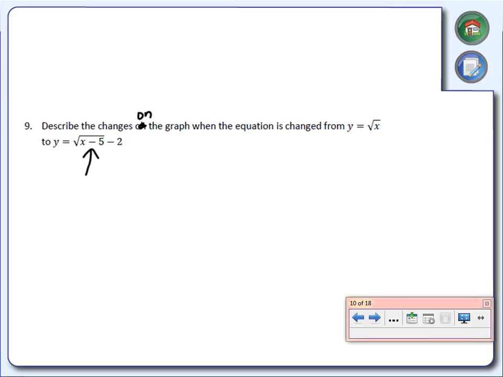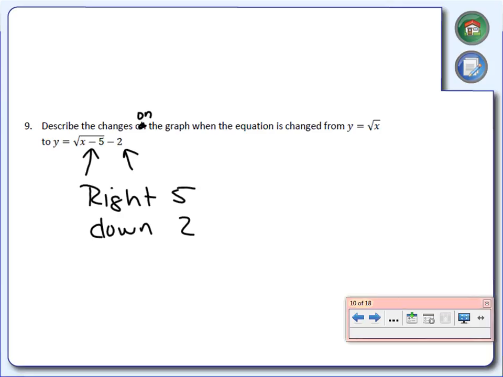Let's start with the minus 5. What is the minus 5 doing to our parent function? Moves it to the right. Now be more specific. Move it to the right how many? 5. We're going to move it to the right 5. What about this minus 2 right here? What does that do to the graph? Brings it down 2 units. In this particular case, there's only 2 transformations, and there they are. Move to the right 5, down 2.